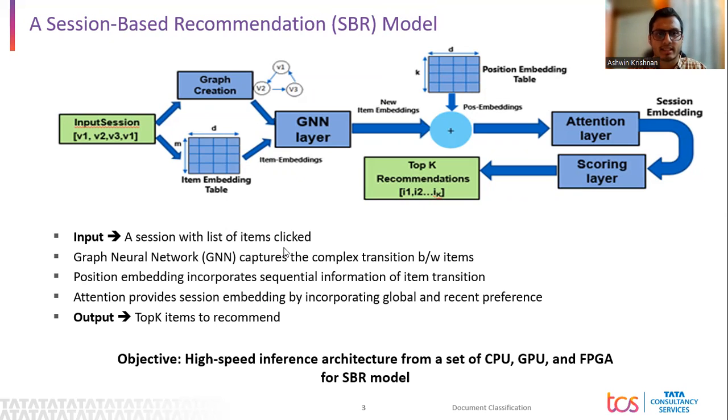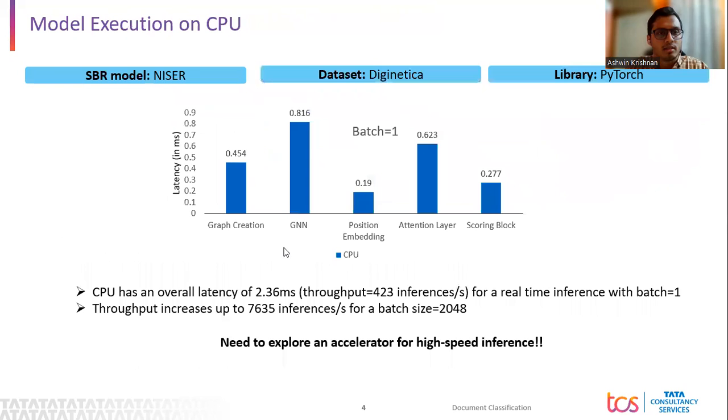Here, an embedding is essentially an n-dimensional representation of any item in the system. The output of the SBR is the top K items or an item that the user is most likely to click or view next. Here, our objective is to provide an architecture comprising CPU, GPU, and FPGA for high-speed inference of an SBR model. Then we went with the implementation on a CPU with 52 cores with hyperthreading.